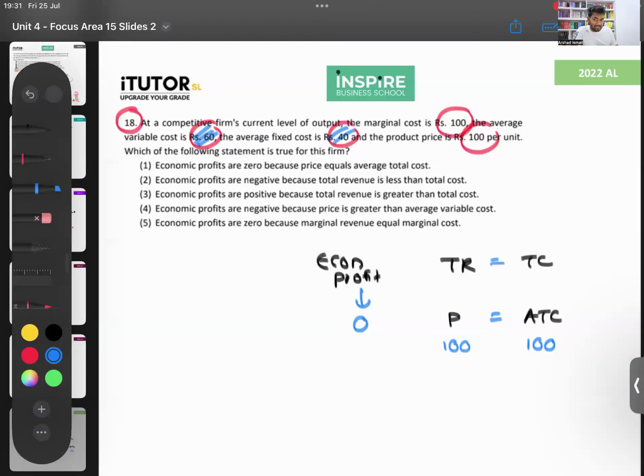So same thing as the past paper, they just switch the answers. So here it's answer number 1. Economic profits are 0 because price equals average total cost. In the previous question, same thing was there. This answer was number 5. Okay, so that is done.